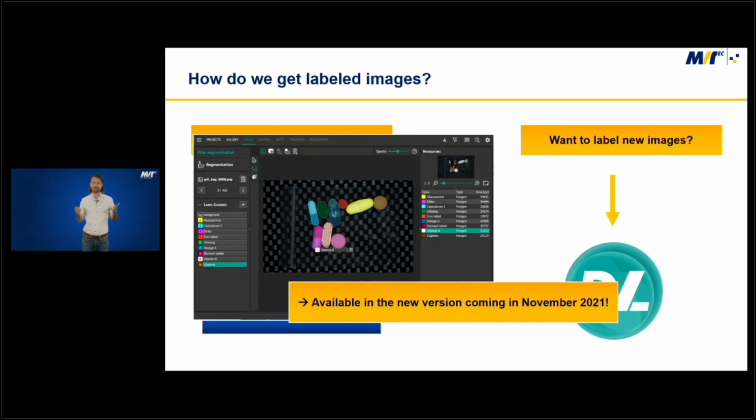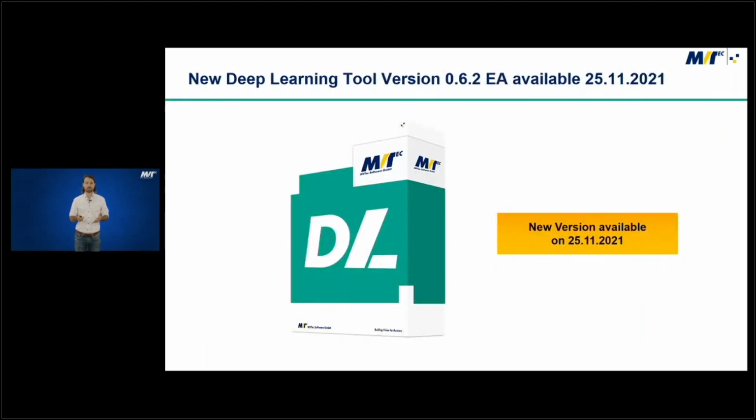Yes, so we had the HALCON release yesterday, and you will just have to wait for one more week for the deep learning tool release. So this is going to be the 0.62 early adopter on the 25th of November. So what's new? Since this is the product news webinar, what's new in the release?